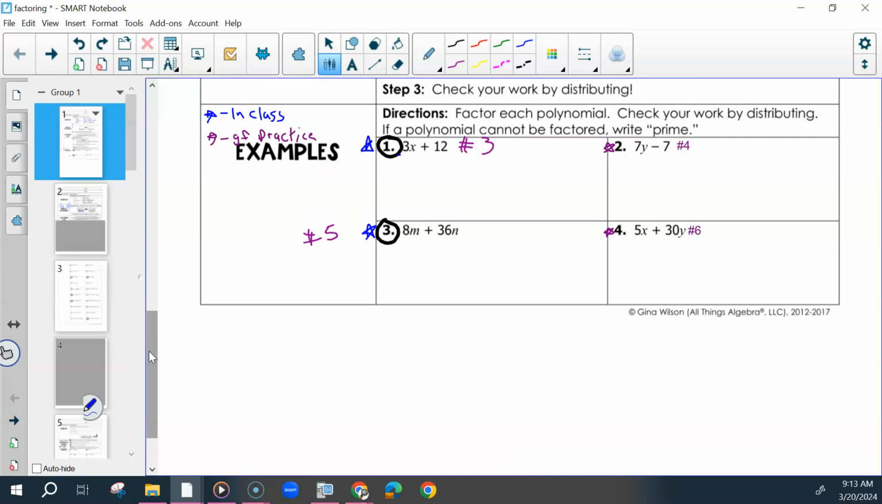Sometimes the smallest number you see is the GCF, but not always. What is the number I can divide out of both of these? 3. So if I divide these both by 3, I'm going to put that 3 on the outside, divide each term, and see what's left. So 3x divided by 3 is x, plus 4. And if I were to distribute that back out, 3 times x is 3x, 3 times 4 is 12. So that works.